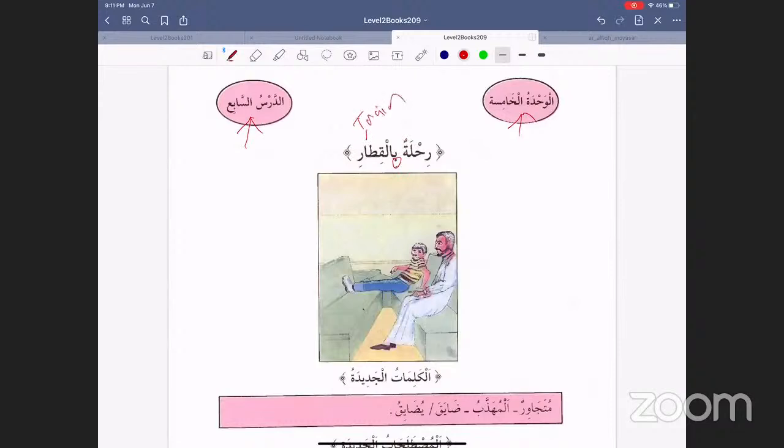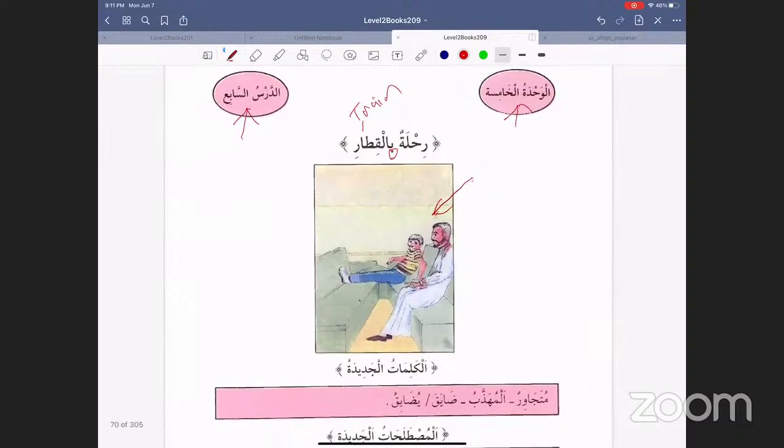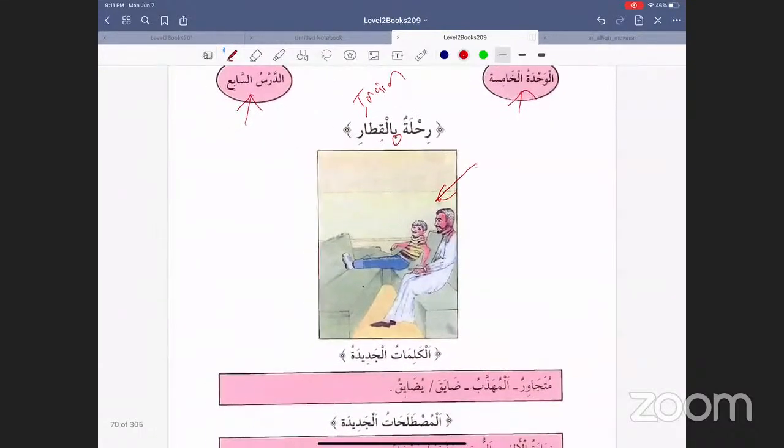Al-Qitar means train. As you see in the picture here, the boy is sitting with his father in a train. So Rihlatun bil-Qitar. And look at that boy, how he's got his legs stretched out, right? So this whole text, his father's going to give him nasiha about that. Teach him a lesson, a good lesson about not inconveniencing others and so on and so forth. So it's a nice story, mashallah. So رحلة بالقطار, a trip by train.